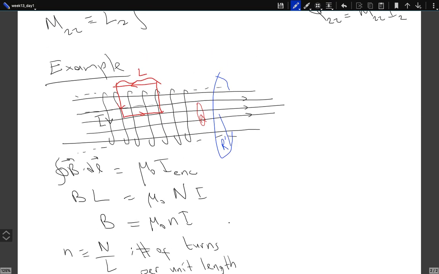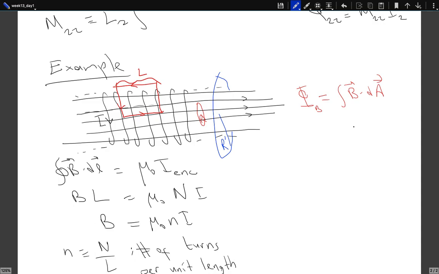Okay, so now we know the magnetic field. The magnetic field is uniform. It doesn't change from point to point, which simplifies our computation of the flux. So what is the flux passing through the red loop? You see, the definition of the flux was the integral of B dot dA. This is how we define the flux. B is constant, so just take it out of the integral.